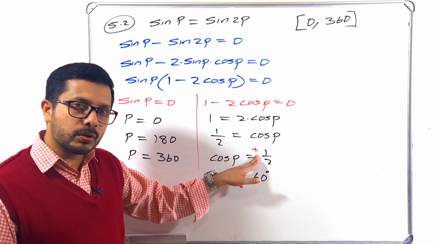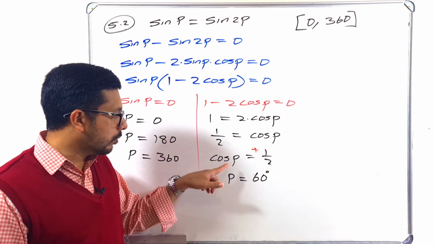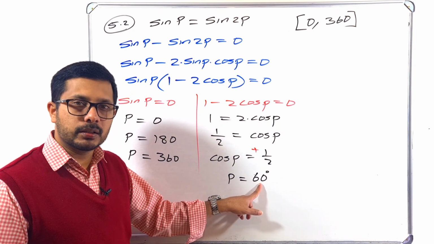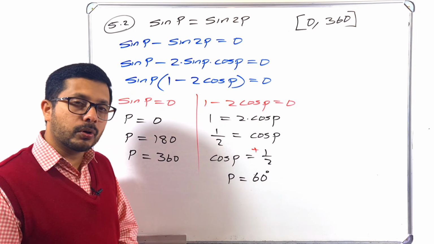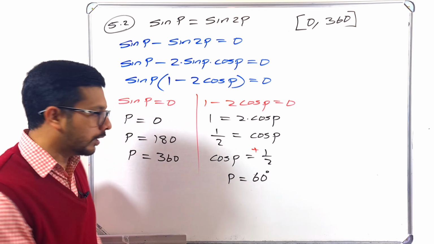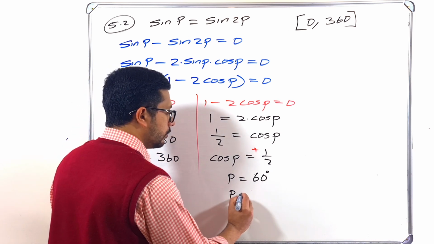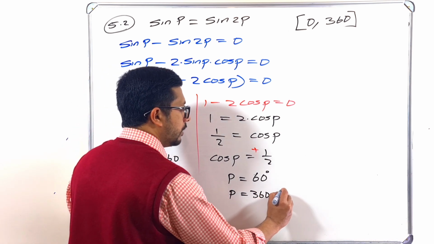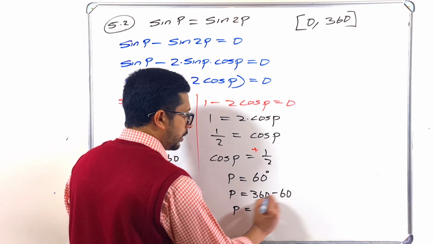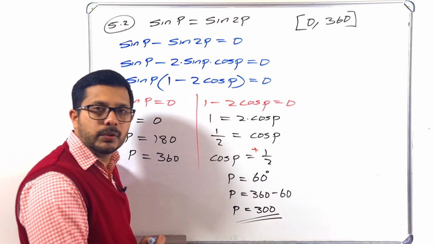Cos is positive in which quadrants? First quadrant and fourth quadrant. Am I right? Cos is positive in the first and fourth. First quadrant we already got the answer, 60 acute angle. So what about the fourth quadrant? Fourth quadrant, 360 minus the acute angle. So P is also equal to 360 minus the acute angle, that is 60. That means P is equal to 360 minus 60, which is 300.